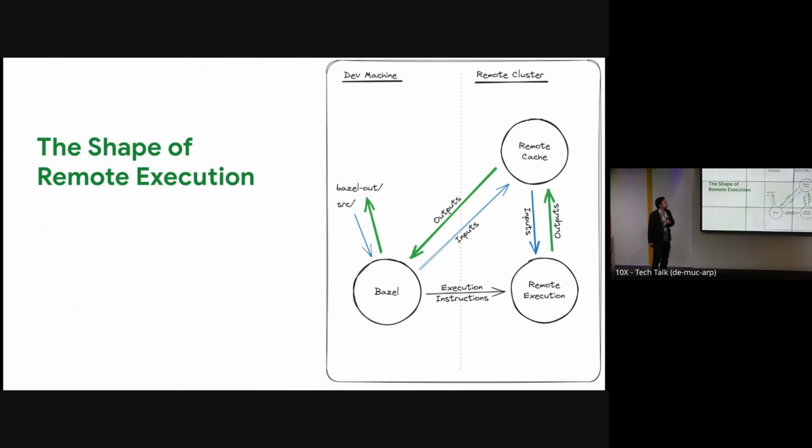So to get there, we're going to have a little bit of a primer here and just the general shape of remote execution. The screens here are a bit staggered, but I hope you can see what it says. We have two parts: our dev machine and our remote cluster. On our dev machine, that's where Bazel's running. It fetches our source files and uploads them to the remote cache. Then Bazel sends execution instructions to the remote execution system. And then the remote execution system pings back and forth with the remote cache with all of the partial results. Bazel then downloads them and puts them into bazel-out.